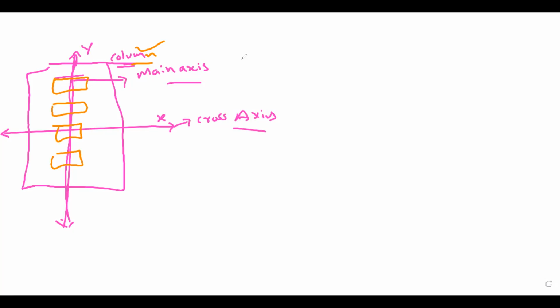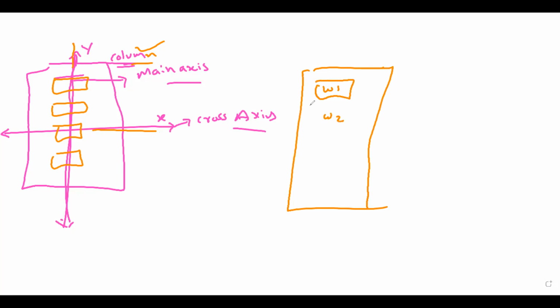Okay. So in the column widget, this is called the main axis. X-axis is the cross axis. Got it right? Okay, that's simple. Again, I will explain with some example. So this is widget 1, this is widget 2, this is widget 3, this is widget 4, kind of thing.